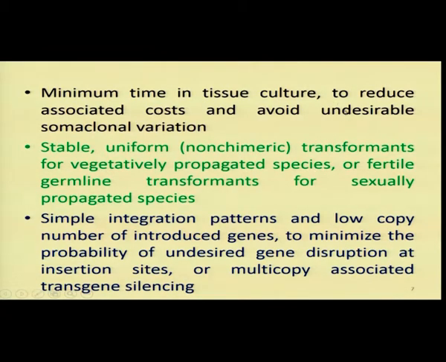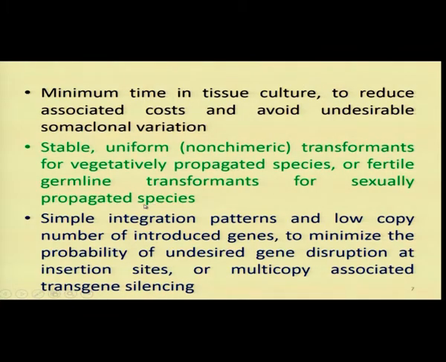Minimum time in tissue culture to reduce the associated cost and avoid undesirable somaclonal variation. If you have to grow the crop in lab conditions for a huge amount of time, that requires time, effort, and it would also involve a huge amount of cost, so you don't want it. Then stable or uniform transformants for vegetatively propagated species, or fertile germline transformants for sexually propagated species.